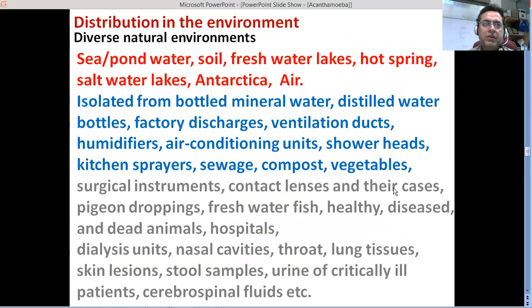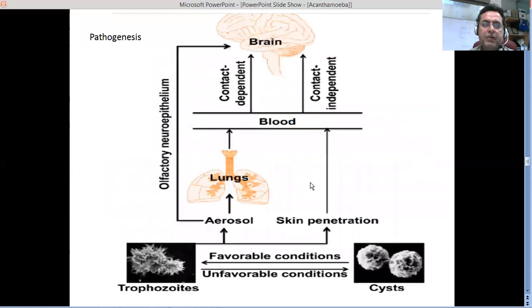Distribution in the environments we talked about, it's everywhere, in hot springs, in water lakes, in hospital settings, on vegetables, and you name it, almost everywhere that you can imagine. This parasite can survive everywhere. So you can see how prevalent this particular parasite is.